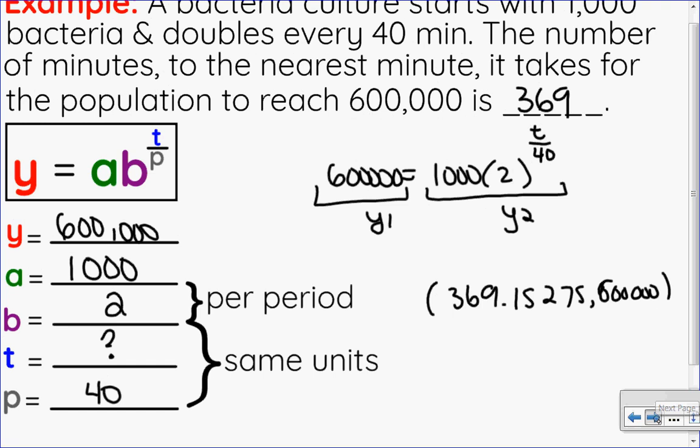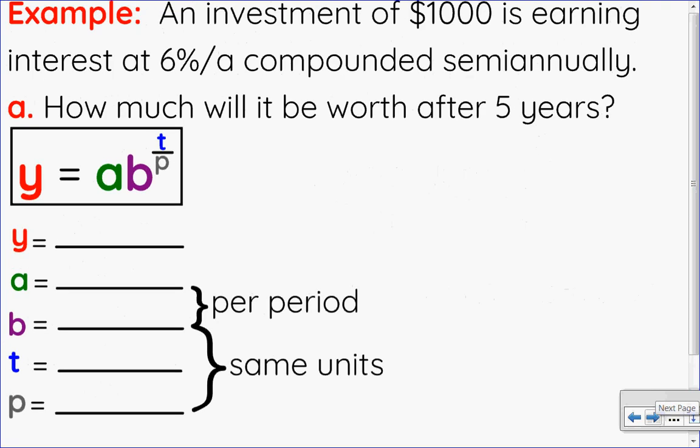Let's try another one. In this one here, we have an investment of $1,000 earning interest 6% per annum. Remember, per annum is just a snobby banking word for years. Compounded semi-annually, that means twice a year. How much would it be worth after 5 years? Okay, so we're starting with $1,000.